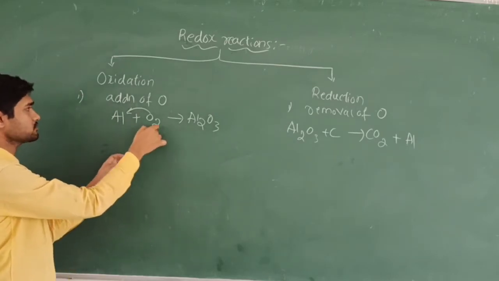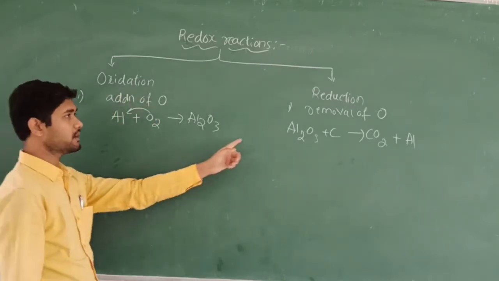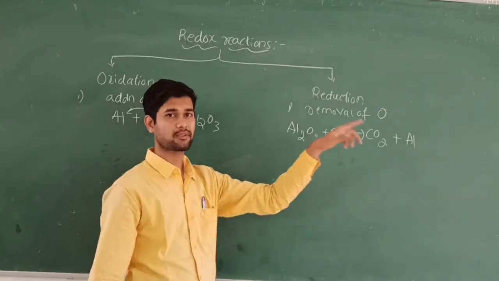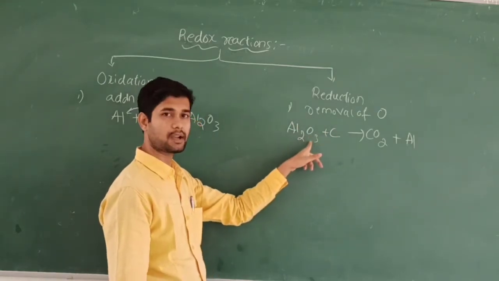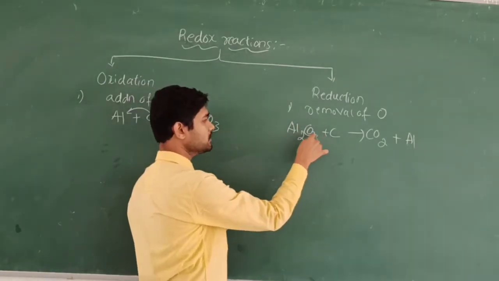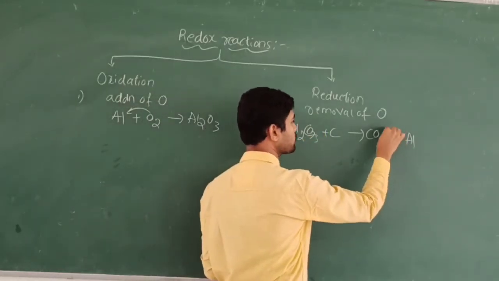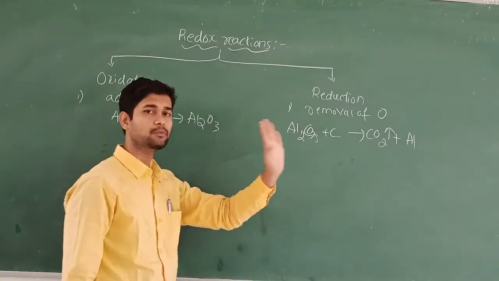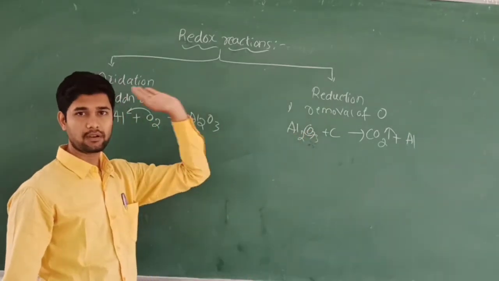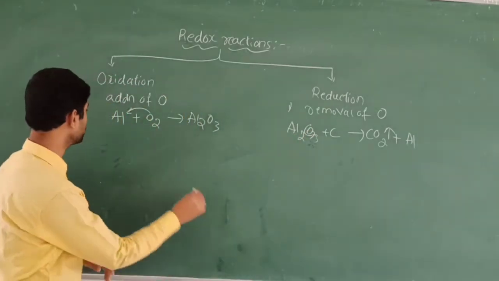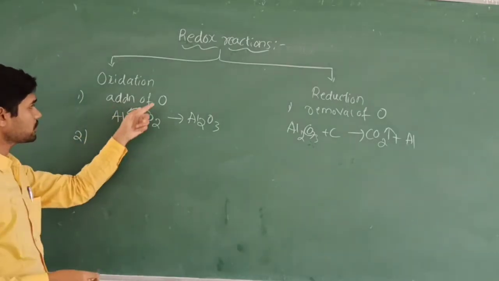This type of reaction we are going to call oxidation. Whereas reduction is removal of the oxygen from the reactant Al2O3. So I am going to remove this oxygen when it is treated with carbon, and we obtain carbon dioxide and aluminum metal. So this is called the removal of the oxygen. This is one type of definition: addition of oxygen.